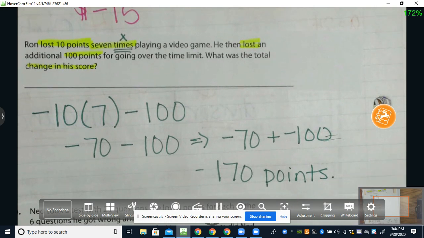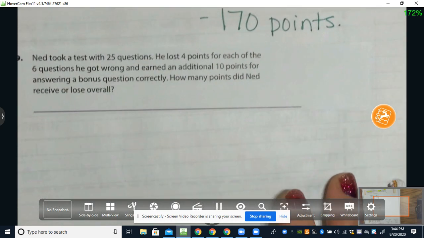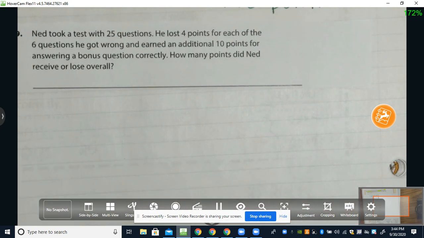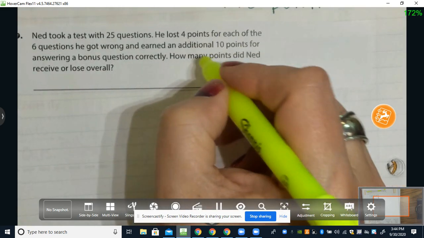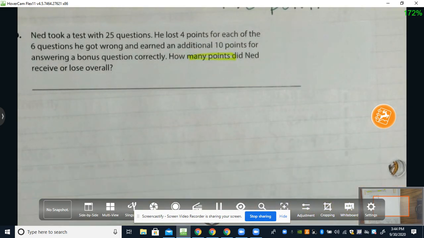Okay, number 9, Ned. We're talking about Ned here. Ned took a test with 25 questions. He lost 4 points on each of the 6 questions he got wrong and earned an additional 10 points for answering the bonus question correctly. How many points did Ned receive or lose overall? Okay, so we've got to figure out how many points overall he got. Did he gain any points, or did he lose any points with his test scores?